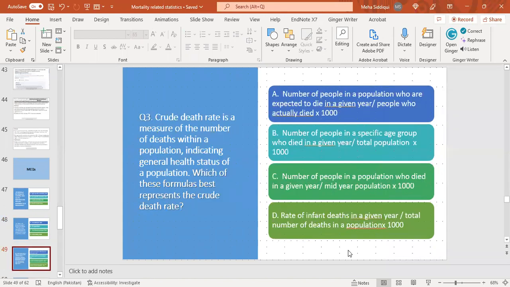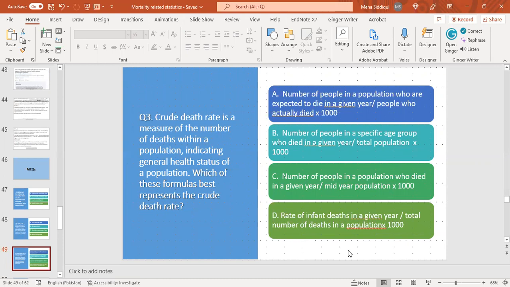MCQ number 3. Crude death rate is a measure of the number of deaths within a population indicating general health status of a population. Which of these formulas best represents the crude death rate? A, number of people in a population who are expected to die in a given year over people who actually died multiplied by 1,000. B, number of people in a specific age group who died in a given year over total population. C, number of people in a population who died in a given year over mid-year population. Or D, rate of infant deaths in a given year over total number of deaths in a population multiplied by 1,000.